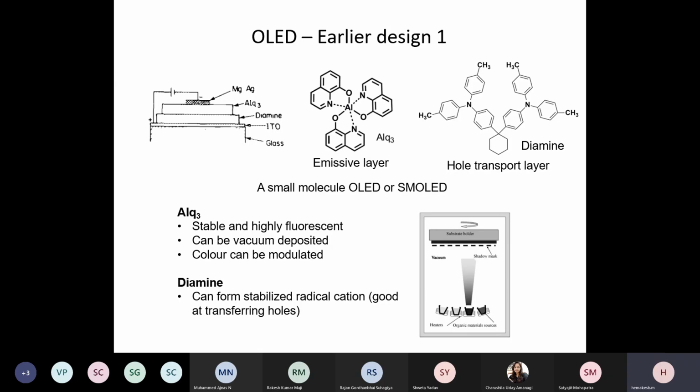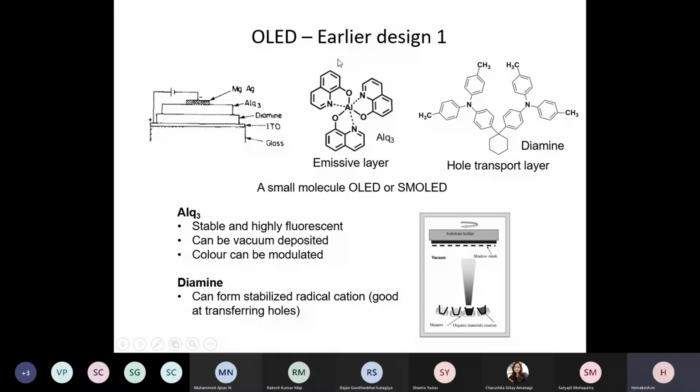And since the basis of formation of light is recombination of electron and hole in the right place, you need to control their mobility so that they recombine in the right place in the device. You don't want it to recombine in the anode or cathode because that will not lead to an efficient process. That's why from the very beginning, people have started using layers called the hole transport layer. Then you have the main emissive layer, which is a fluorescent molecule, and it can be deposited through vacuum deposition. And we'll talk about color a little bit later.